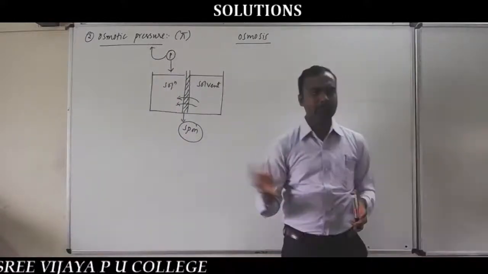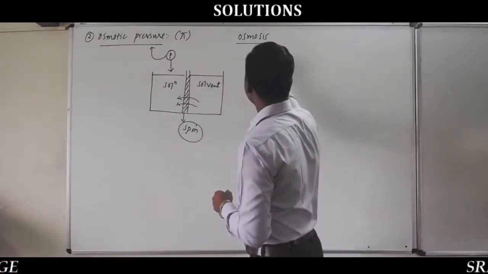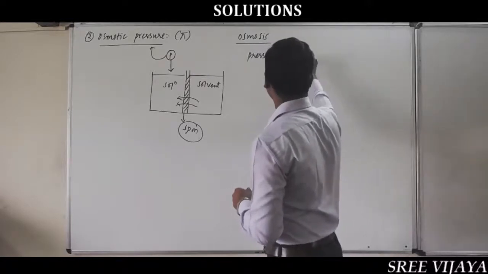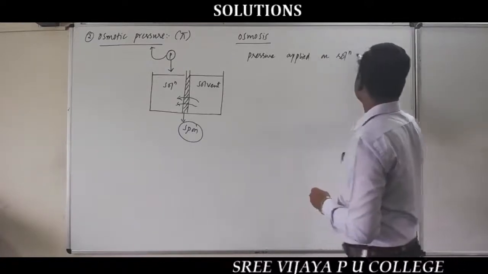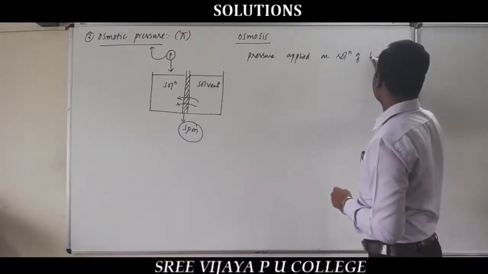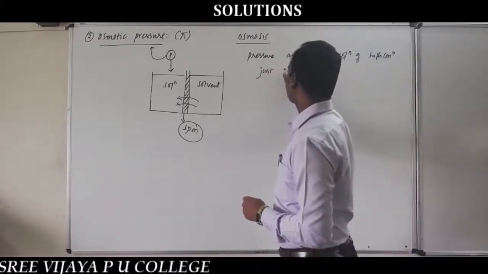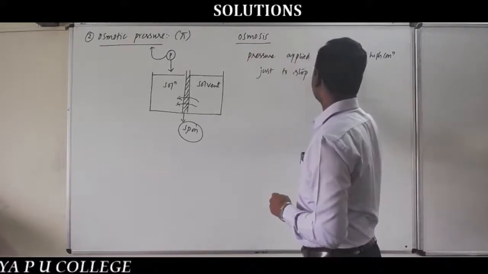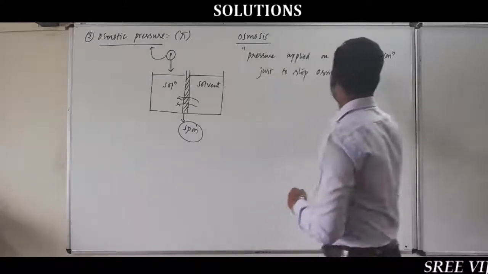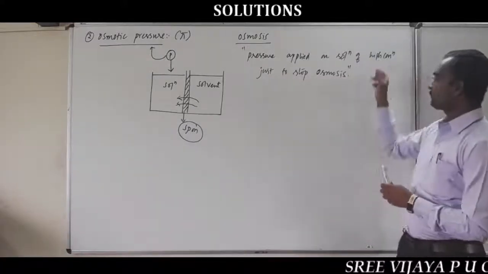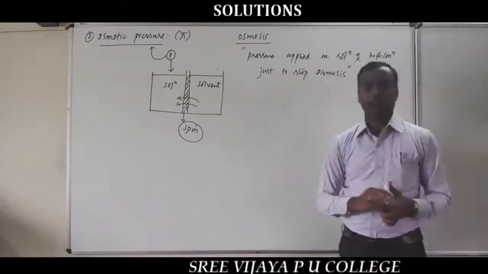For one mark, they ask: define osmotic pressure. That is the pressure applied on the solution of higher concentration just to stop osmosis. Simple. The pressure which is applied on the solution of higher concentration side just to stop osmosis is called osmotic pressure.